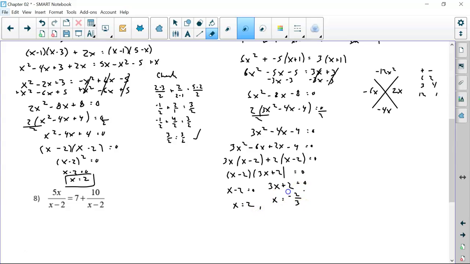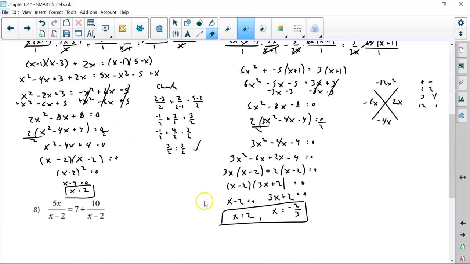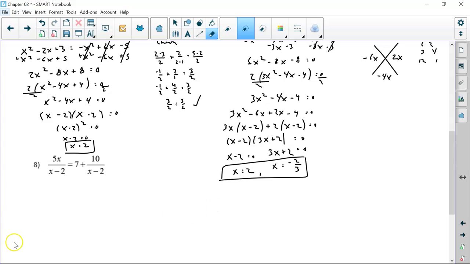There's our two solutions. Now, in the interest of time, I will tell you that they both work. The main thing we want to make sure is we don't end up with division by 0. I'm going to stop here, and I'm going to come back for another video in part 2 to finish up the last few problems. Thank you.